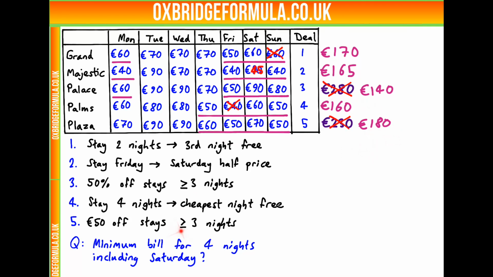So what's our minimum bill? We've worked through the cheapest option for each of these hotels, and we can see that the Palace Hotel would only cost 140. So a final answer of the minimum bill is 140 euros, which corresponds to C.